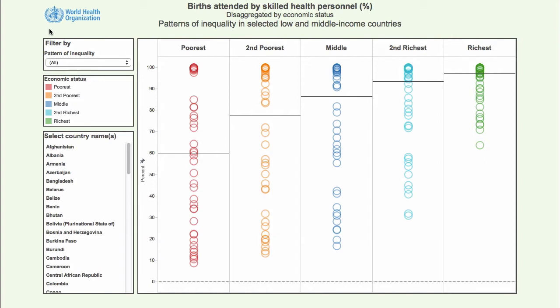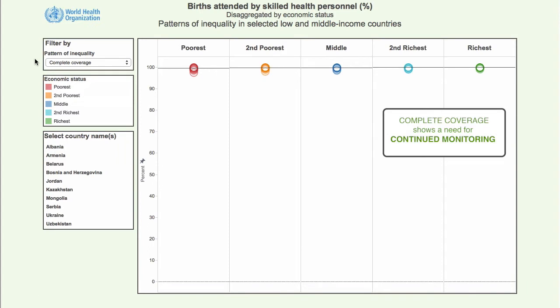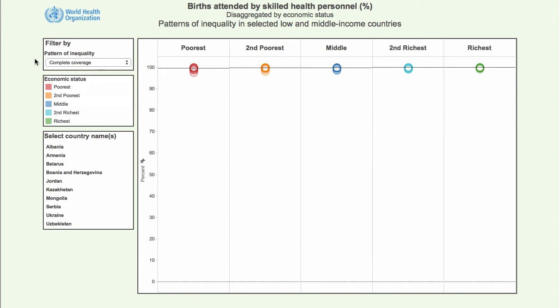First, let's select complete coverage. These countries have coverage of 100% or close to 100% across all subgroups, from the poorest to the richest. I see that the circles representing each subgroup fall on top of one another close to the 100% mark. Clearly, these countries have almost no economic-related inequality in coverage. That's right. These countries should focus on continued monitoring of this indicator to ensure that coverage remains high for all.